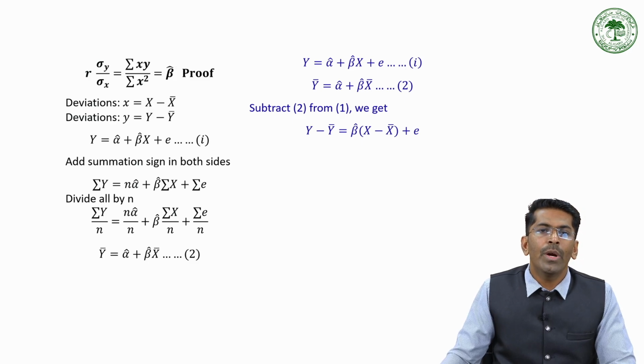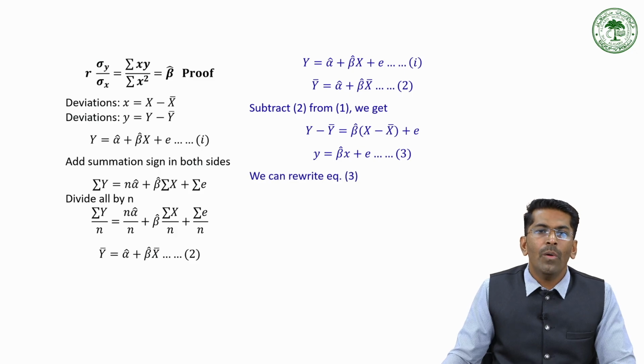Now we know that y minus y bar we can denote by using the small letter y. Similarly, x minus x bar we can say is the small letter x also. And what is remaining here is e. I am denoting this as equation number 3. So this is y is equal to beta hat x plus e.